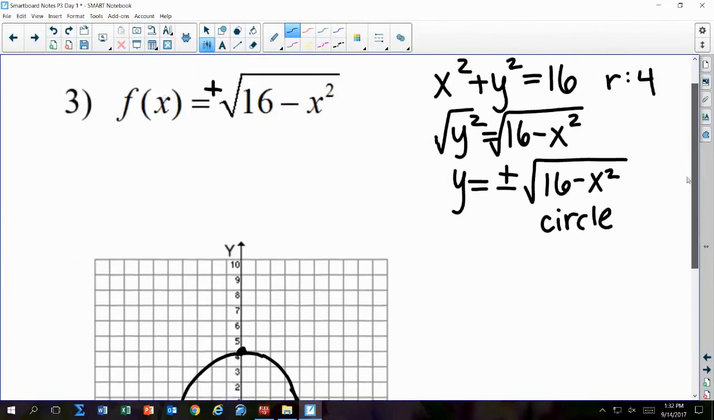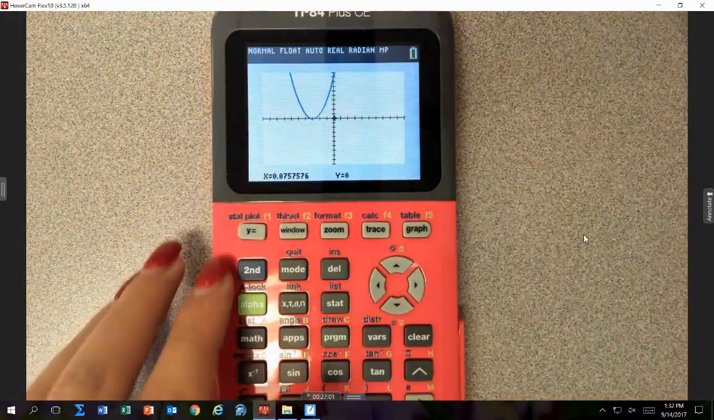Again, if you're not sure what your graph would look like, what can you do? Put it into your calculator. Great. If I wanted to graph this in my graphing calculator, I'm going to go into y equals.